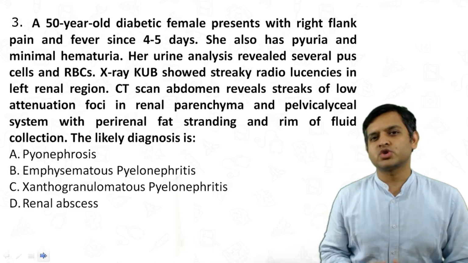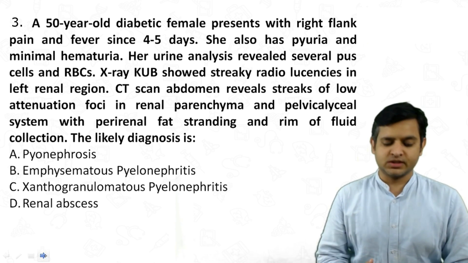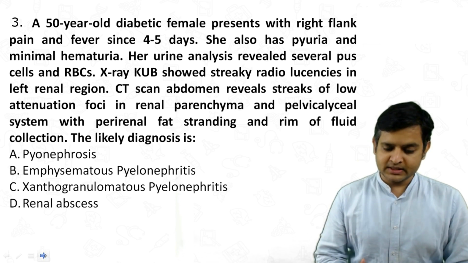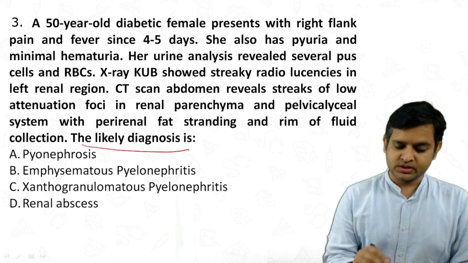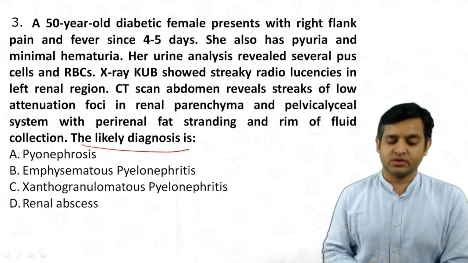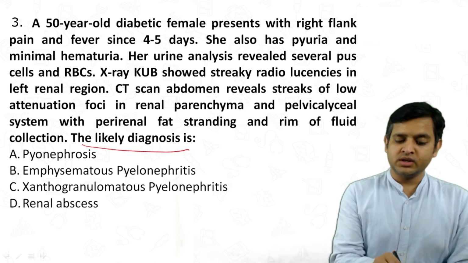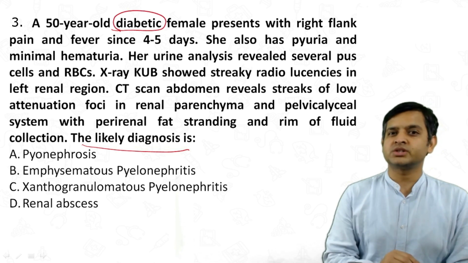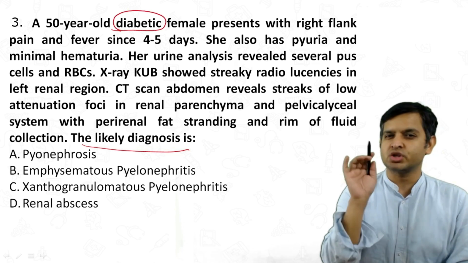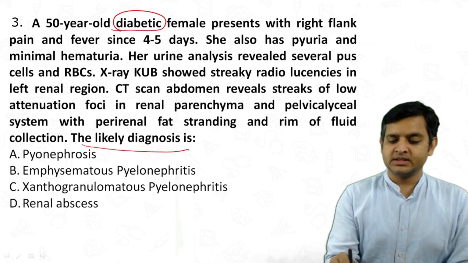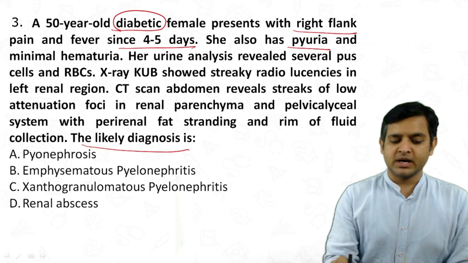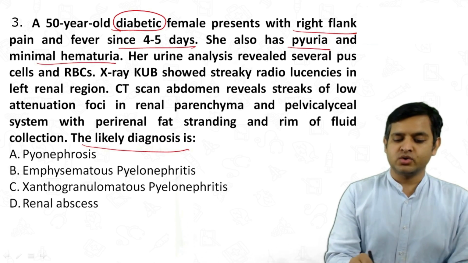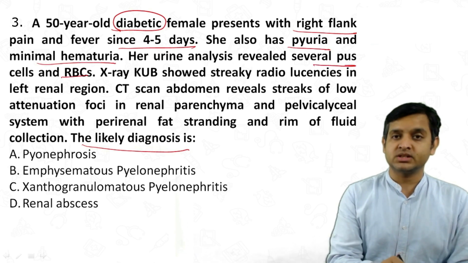Whenever you have such a big question, always read the choices first: pyonephrosis, emphysematous pyelonephritis, xanthogranulomatous pyelonephritis, renal abscess. Likely diagnosis is. Let's see the question. A 40-year-old diabetic patient. So this is what is important: diabetic patient. The first line of the question is always very important. Presents with right flank pain and fever since 4 to 5 days. She has pyuria and minimal hematuria. Urine analysis revealed pus cells and RBCs.